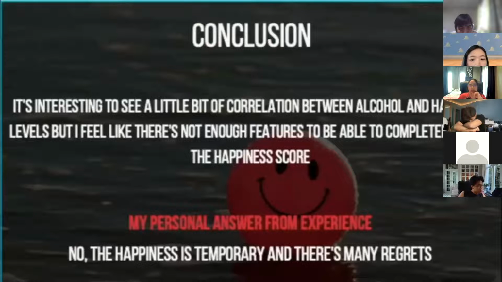So the conclusion is, it's interesting to see a little bit of correlation between alcohol and happiness levels. As I said, with beer there's a slight correlation, but I feel like there are not enough features to completely define the happiness score. So you can't really use just alcohol to define whether a country is happy or not, because there are also things such as the GDP and the HDI index. With alcohol alone, you cannot define the happiness levels. But it's interesting to see what I could do.